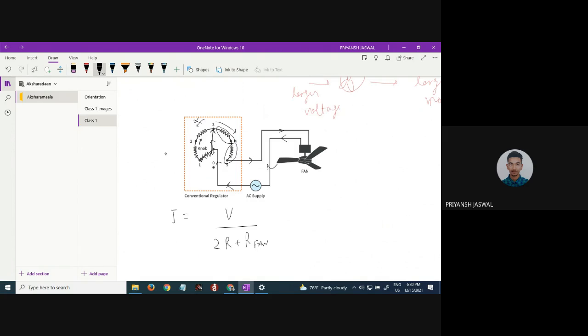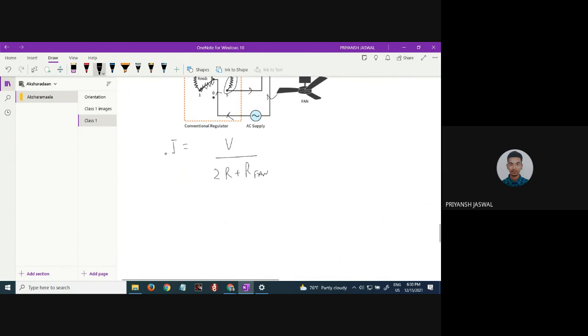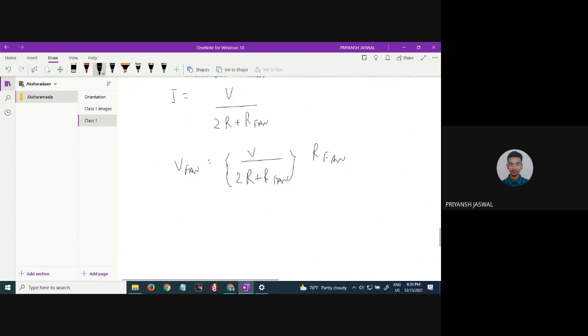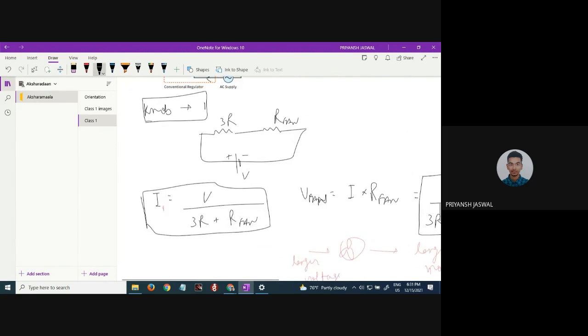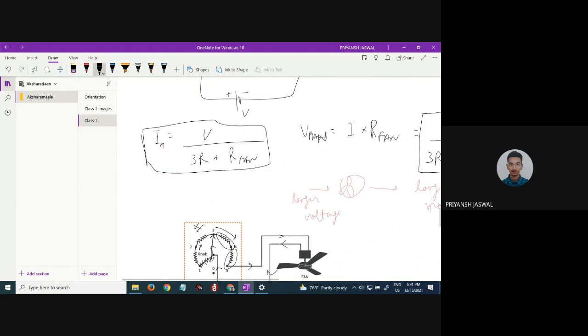So the potential drop across the fan will be V by 2R plus R fan, that is the current, times the resistance of the fan itself, that is Ohm's law. So now we see that I3, I2 and I1, there is no 0, sorry.